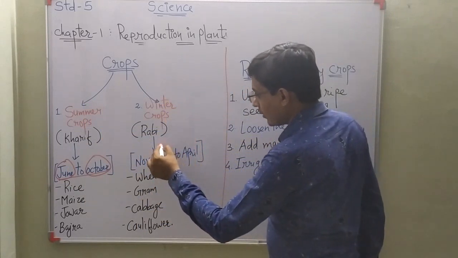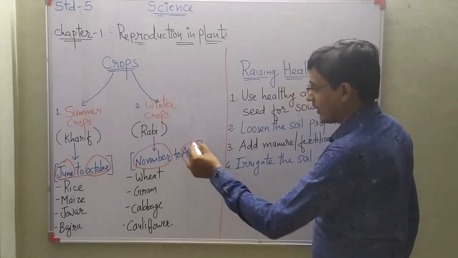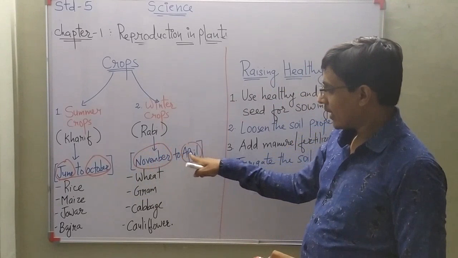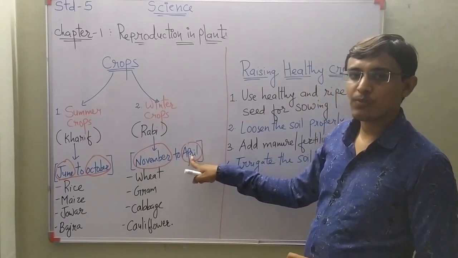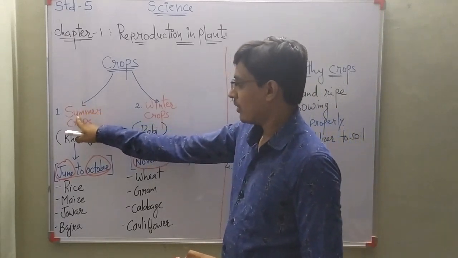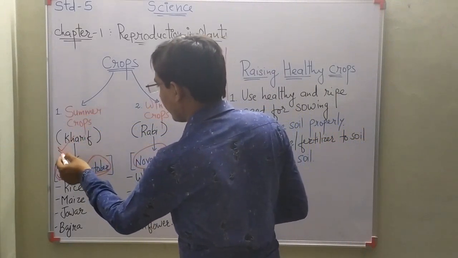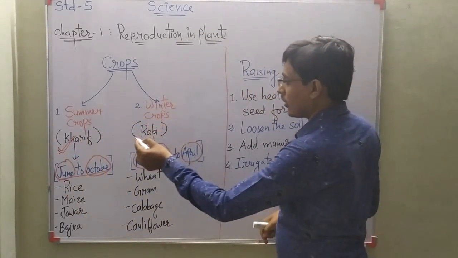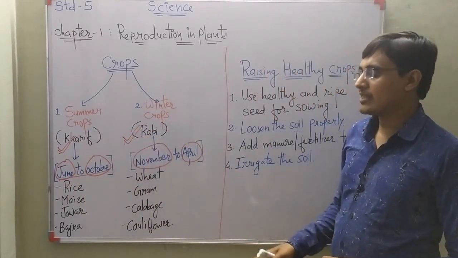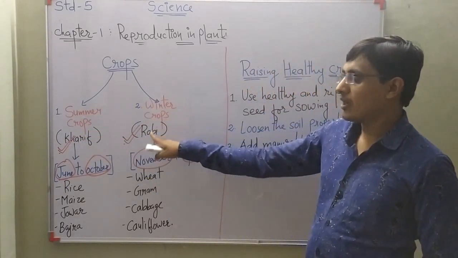What are winter crops? From the month of November to the month of April. That is, in November the seeds are sown in the soil, and in April the crops are harvested. So there are 2 types, summer crop and winter crop. Summer crop is also called a kharif crop, and a winter crop is also called a rabi crop. In fill in the blanks it is asked: summer crop is called a kharif crop, a winter crop is called a rabi crop.